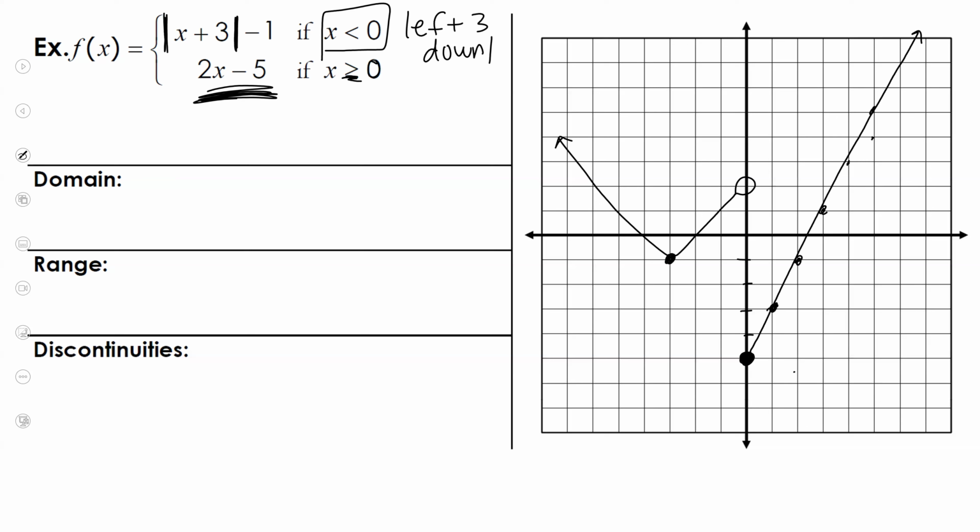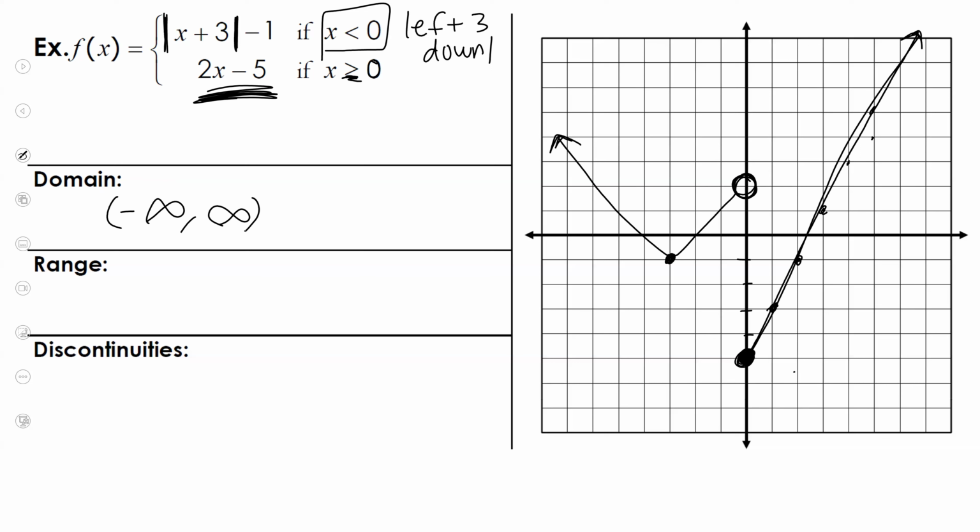Let's talk about the domain. The domain has negative infinity on the left. It goes all the way to here, but guys, there's a closed circle right there, so it is okay. And then it continues off to infinity. So this is all real numbers. All the numbers work. All the x values are represented in this graph.